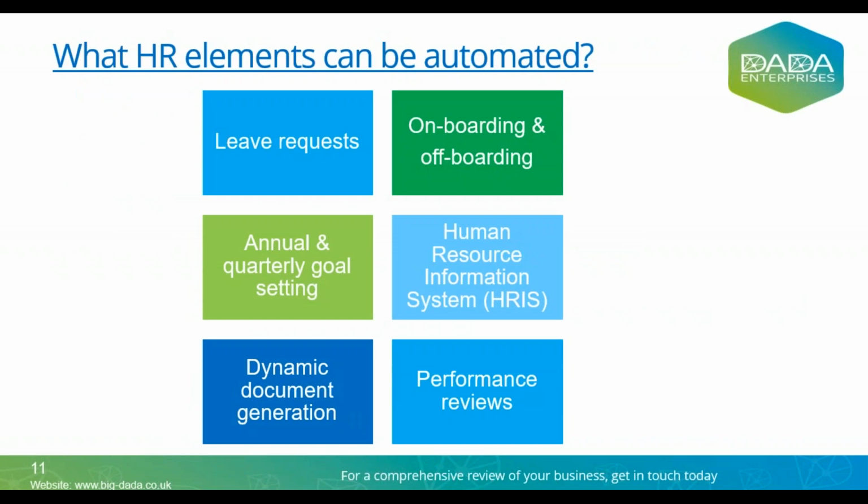So what HR elements can be automated? Things such as leave requests, performance reviews, quarterly goal setting, onboarding and offboarding. When it comes to human resource information systems and dynamic document generation, with respect to HRIS, we're talking about things such as updating the annual holiday allowance for employees or updating their personal data.